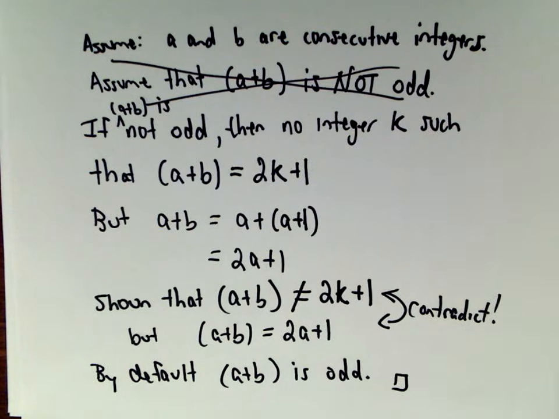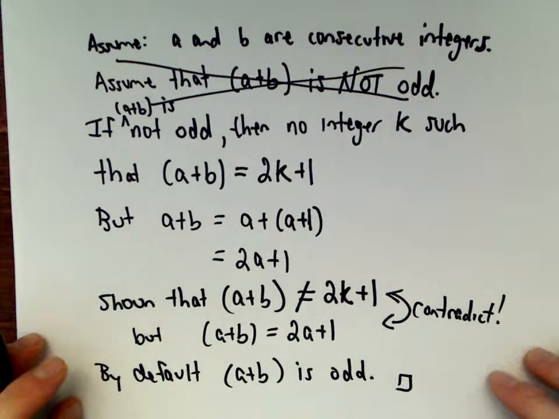Some people don't like proof by contradiction because a lot of times, for some mathematicians, a direct proof is nicer.